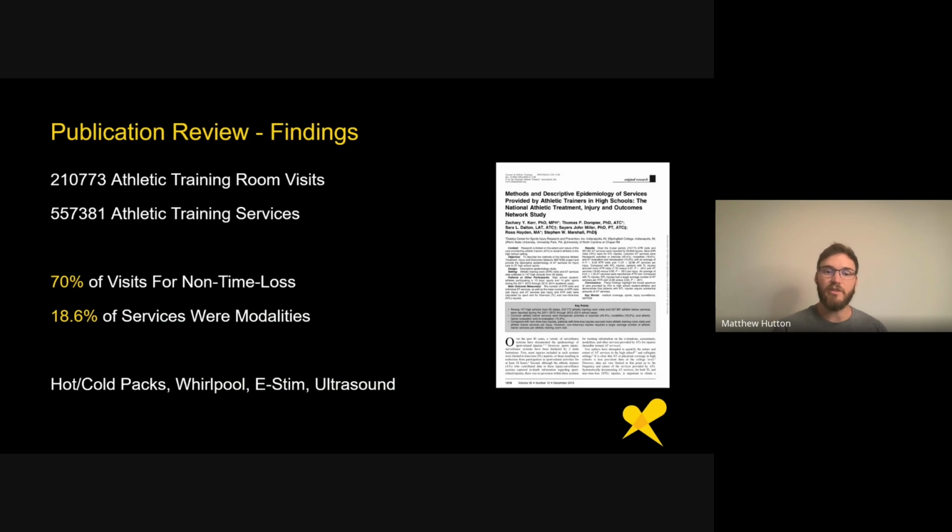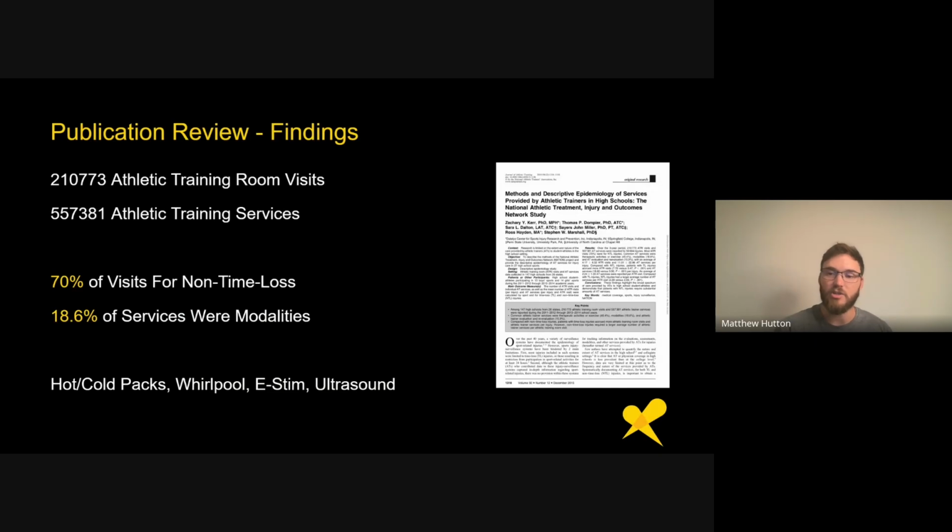Of these visits, 70% of them were for non-time loss injuries. So a lot of these are just maintenance care for things that are not going to rule somebody out of practice or game. The other thing to consider is that 18.6% of these services were modalities. The majority, I think 45% was the highest, was exercise prescription, which is good for them. Exercise should be in the majority of these cases. But the next largest is these modalities.